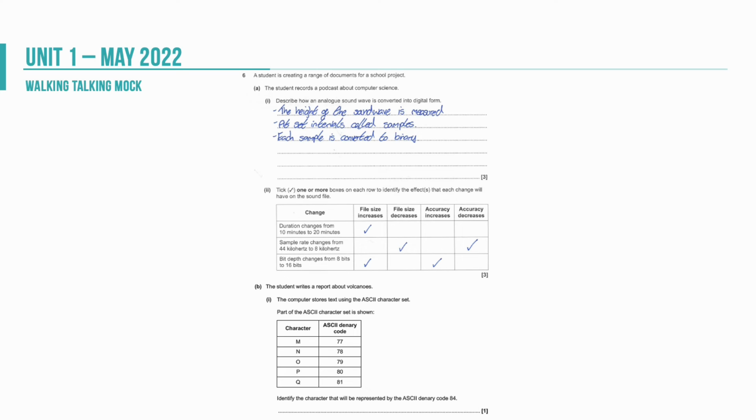A little question then around character sets, looking at how we convert from binary numbers into characters and how those characters might be represented with the ASCII denary codes. We've been told that M, N, O, P, Q are equal to 77, 78, 79, 80 and 81. You can see there that that's in alphabetical order. It then asks you what character would be 84. So this one really is as simple as just carrying on down the alphabet until we reach the letter T. So 84 would represent T in this example.